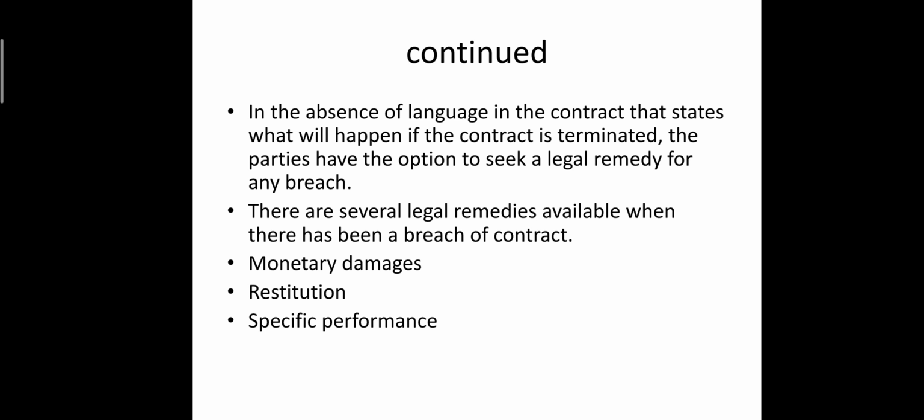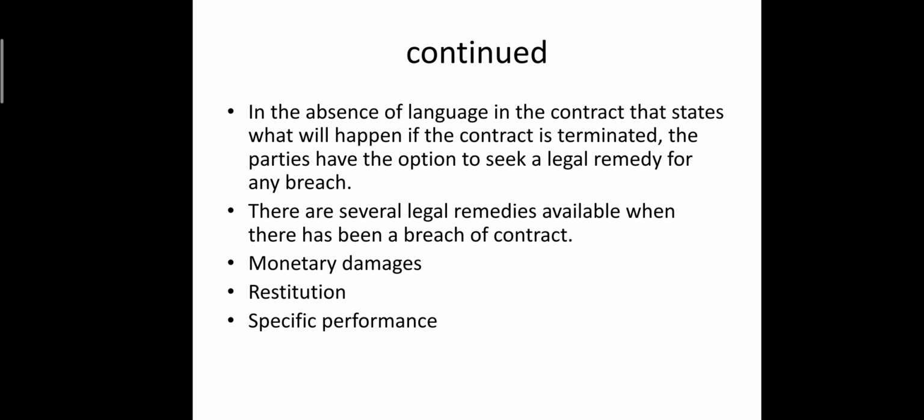There are several legal remedies available when there has been a breach of contract. Monetary damages. Compensatory damages are awarded in an attempt to put the innocent party in the position they would have been in if the contract had been performed. Restitution. Restitution is intended to put the innocent party in the position they were in before they entered into the contract. The court looks at what the party who breached the contract gained prior to the breach and orders it returned to the other party.